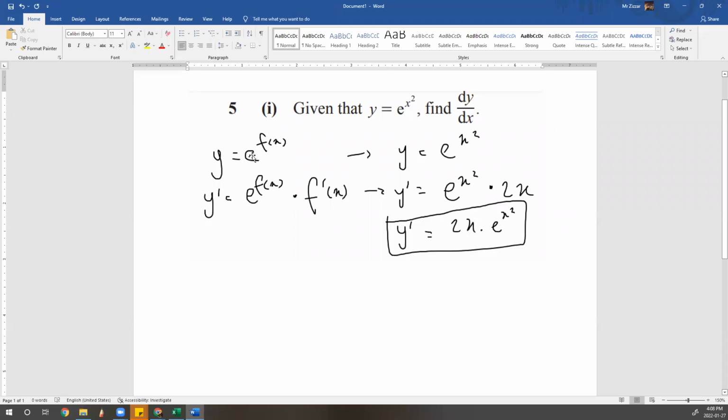If we have e power something, e power functions, the derivative is the e power function itself. You don't have to change anything of e, and multiply by the derivative of the exponent, using the chain rule method. So times the derivative of x squared. What is the derivative of x squared? 2x. Right, and I just move the 2x to the left side and e power x squared to the right side. That's for the first number.